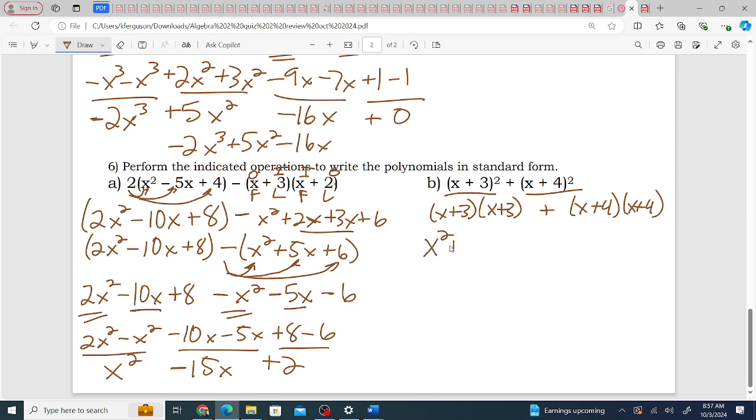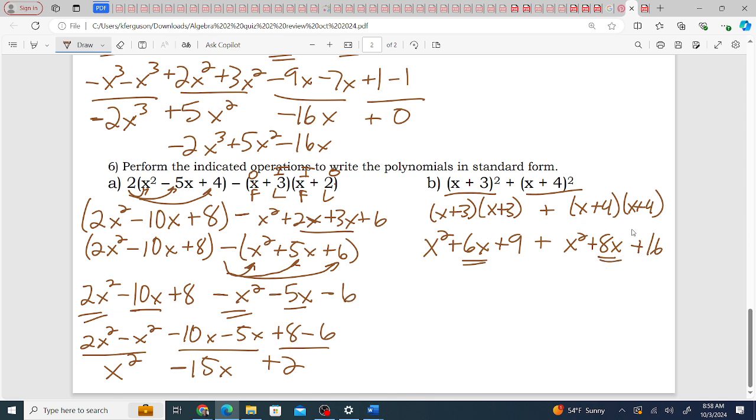That's x squared plus 6x plus 9. I got x times x. I got x times 3. I got 3 times x. And then I got 3 times 3. Well, the 3x's are in the middle. I add them together to get 6x. And then something similar happens over here. I got x squared, right? I got plus 8x plus 16. 4 times 4 is 16. 3 times 3 is 9. 4x plus 4x is 8x. That's how I get my middle term.